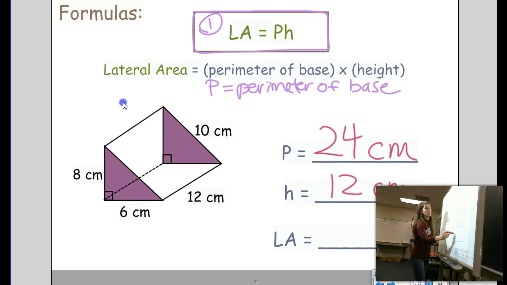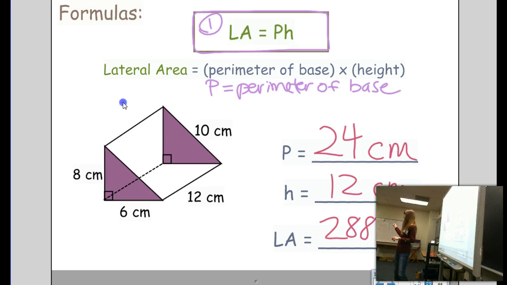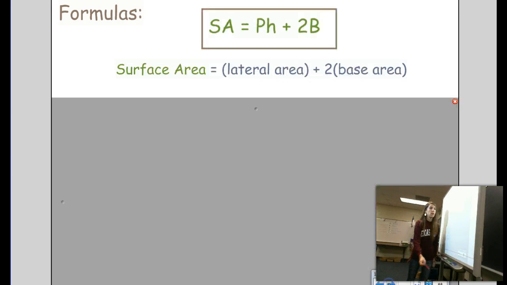Okay. And our units would be centimeters. We're still squared. It's not volume yet. We're still squared because it's surface area. Okay. Next formula. Ready? Surface area. This means total surface area. SA equals PH plus 2B.